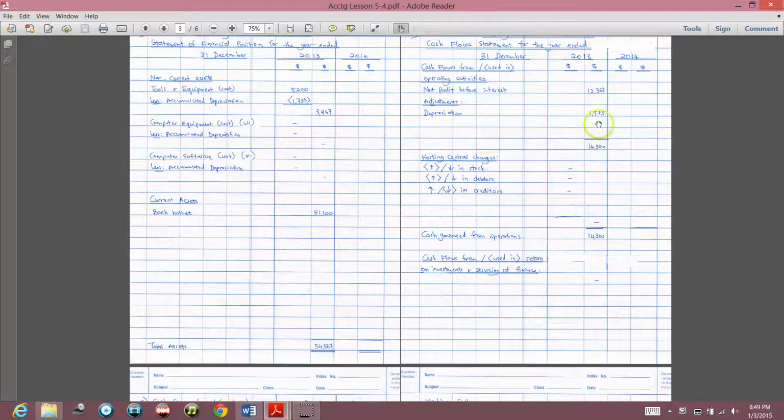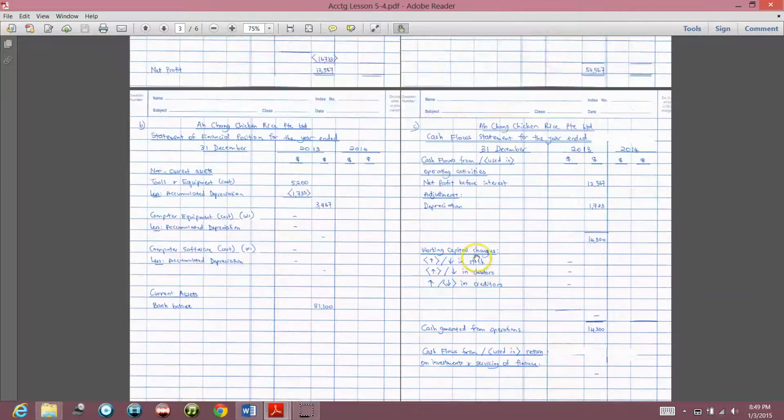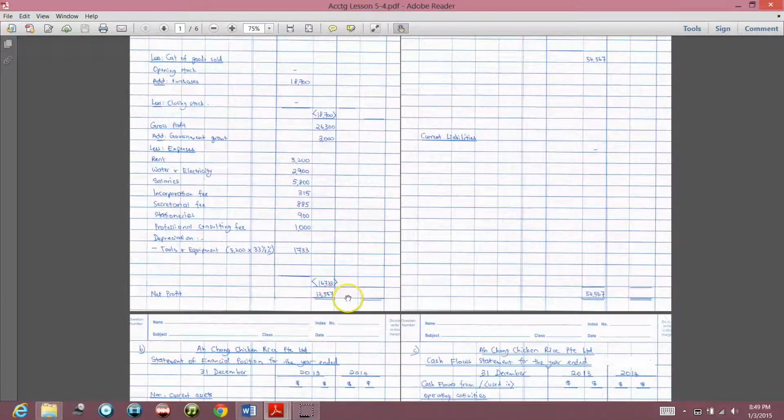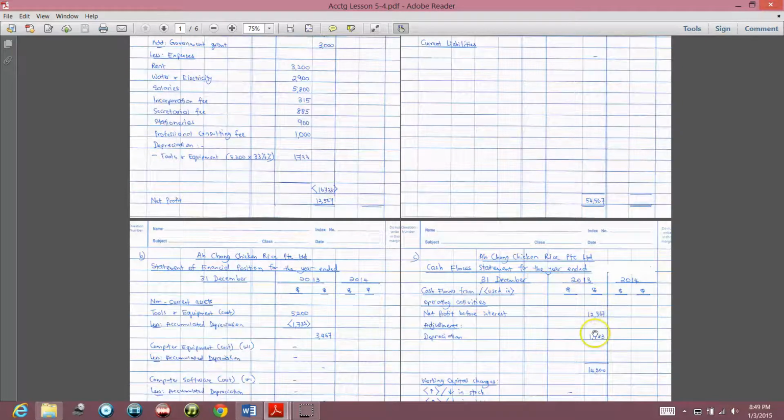Okay, so then now we come to cash flow. So your net profit before interest, actually you get from your profit and loss account. We don't have interest, so net profit is just net profit. Then you add back your depreciation.